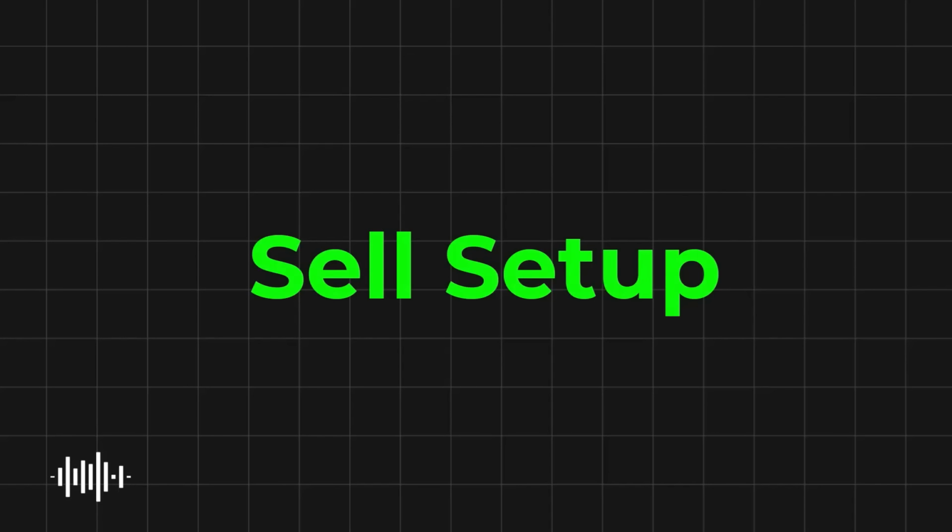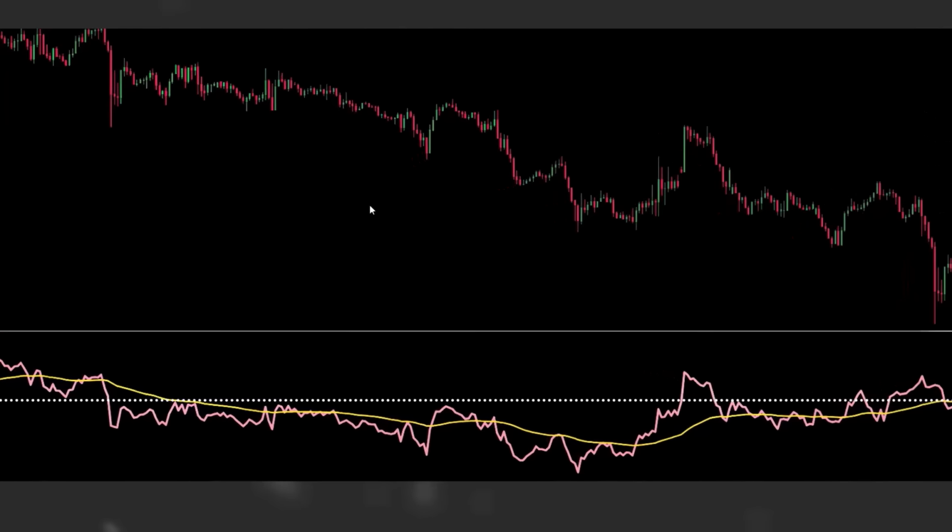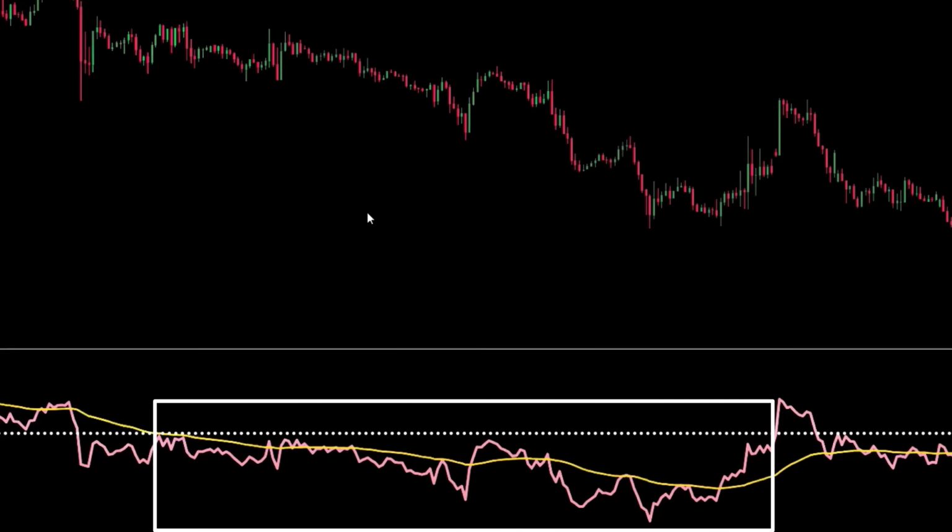Sell setup. Now let's look at a sell setup. In this chart, both the RSI and its EMA are already below the 50 level. This tells us that bearish momentum is strong, so we only look for sell opportunities. Now the RSI crosses below its EMA. This gives us a potential sell signal.